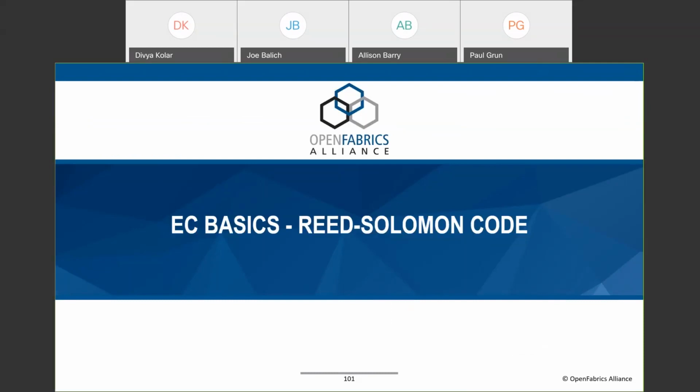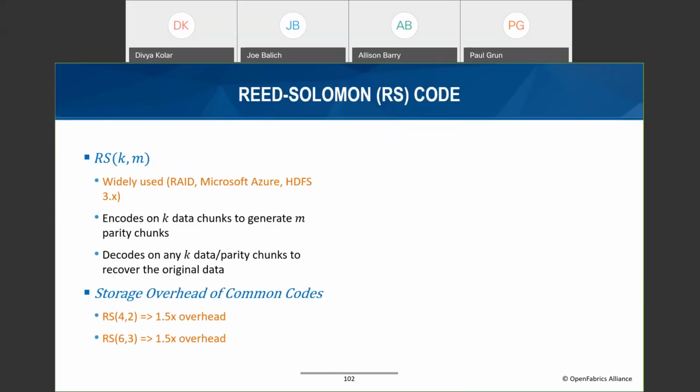So now let me briefly introduce EC basics, especially for Reed-Solomon code. Reed-Solomon code is a very famous and widely used erasure code. It has two essential parameters, K and M. We usually use RS(K, M) to represent the Reed-Solomon code. It has been widely used in many storage systems like Microsoft Azure Storage and HDFS 3.x. With the configuration of K and M, the coder will generate N chunks for K data chunks, and it is able to recover the original data from any K survived chunks when data corruption occurs.